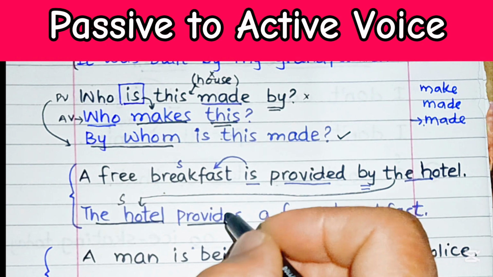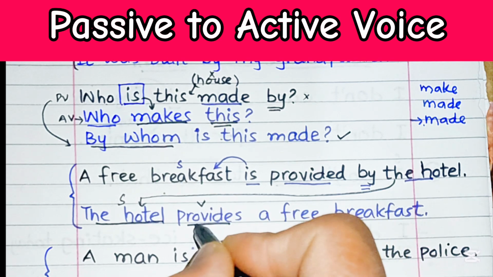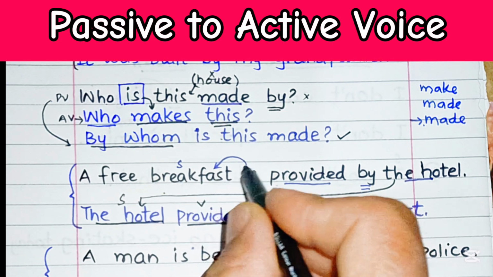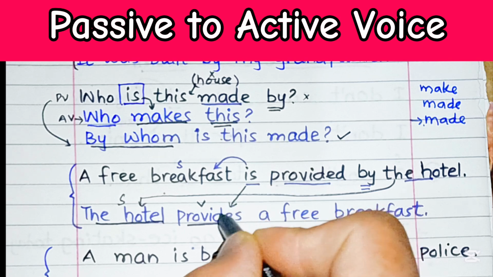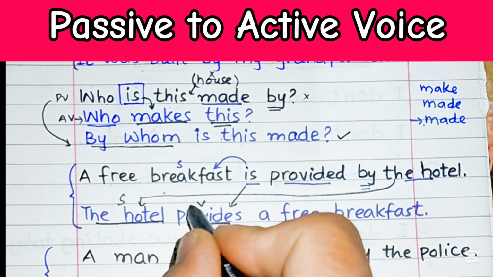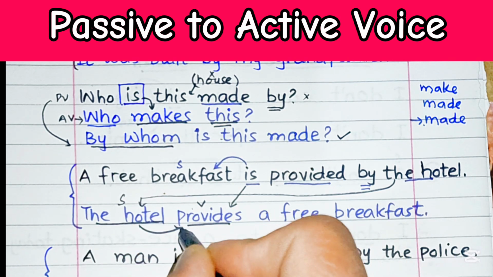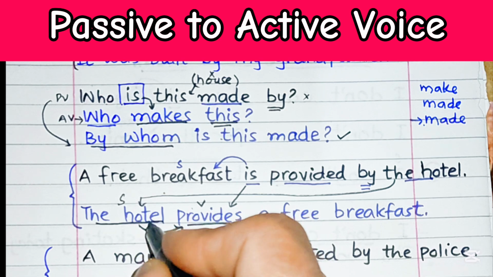As I said, the verb would be provides over here. This is the verb, and that was in present passive voice. So this will also be in present. And this provides matches the new subject, that is the hotel, which is singular.